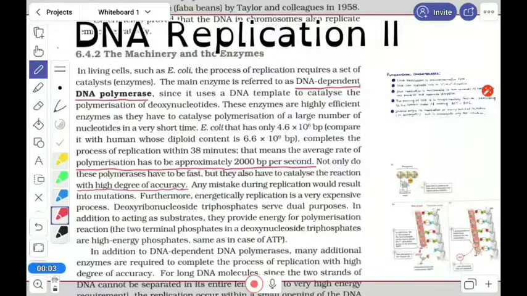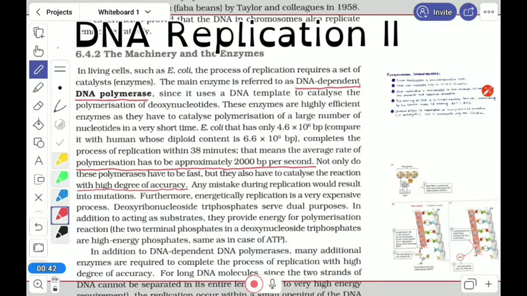Welcome to bio class. Today we cover DNA replication, the second part of it: the machinery and the enzyme. The first thing you have to remember is DNA dependent DNA polymerase. This is very important, because DNA replication is controlled. The process is maintained and edited by the DNA polymerase. DNA polymerase 1, 2 and 3; 1 and 3 are important.